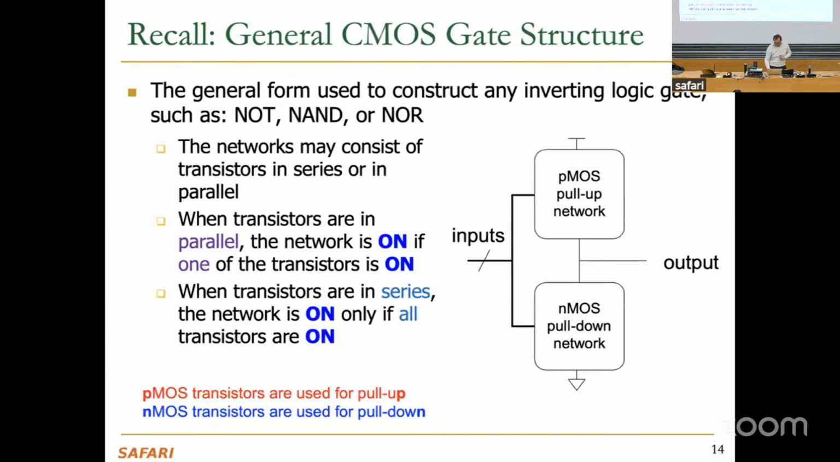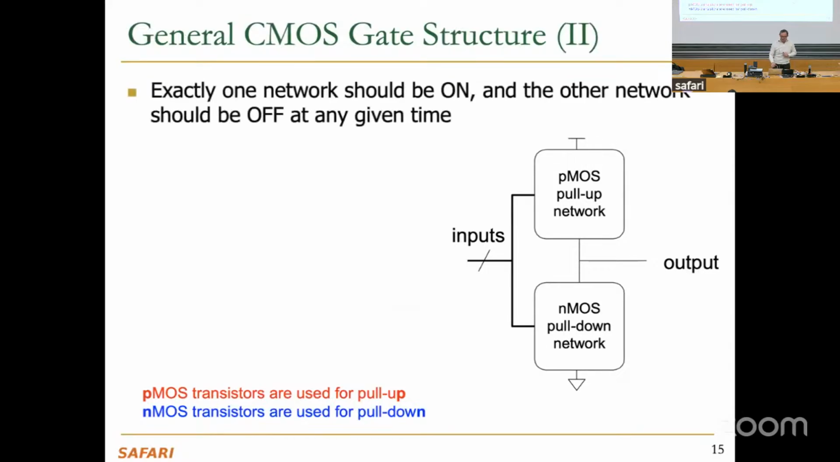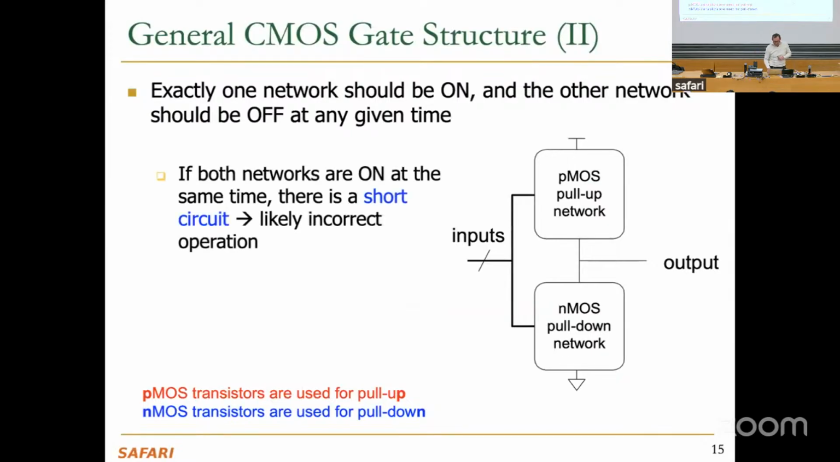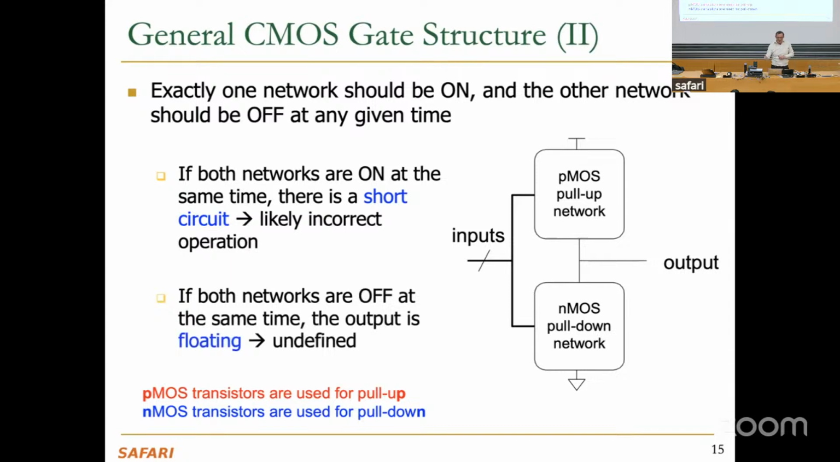Okay, so I already said actually what I was going to say over here. Exactly one network should be on and the other network should be off at any given time. Because if you violate this, if both networks are on, meaning if 3 volts over here gets connected to the output, and also 0 volts here gets connected to the output, then you're in trouble. Because this is called a short circuit and you'll likely get incorrect operation. This is basic electrical principles again. If both networks are off, this is actually not that bad.